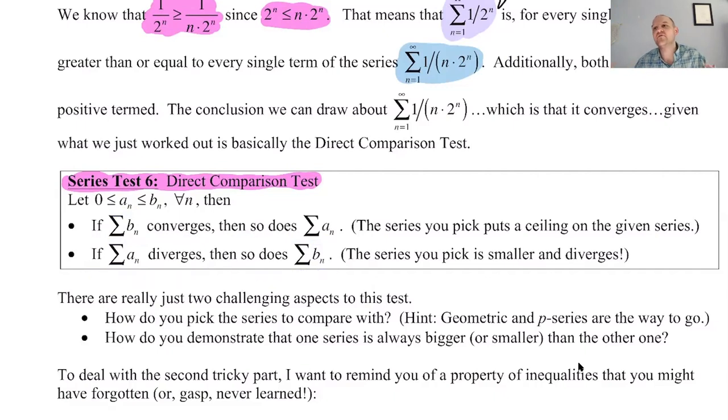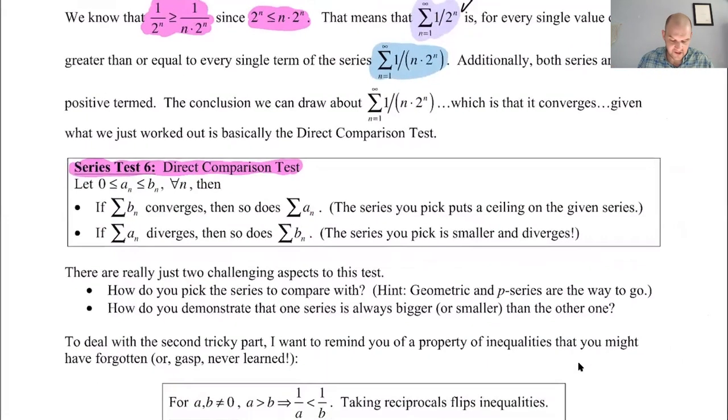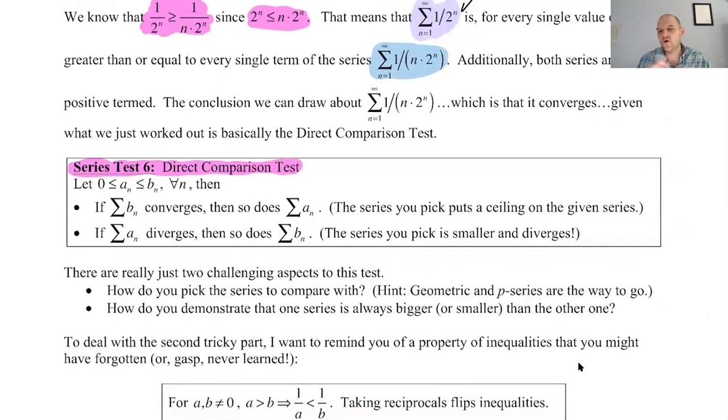And I think of one as like putting a lid on it, and then the other one is just kind of like shoving it up to basically infinity. So that's our direct comparison test. All of it hinges on your ability to show that a sub n is less than or equal to b sub n. And that's not always easy to do.